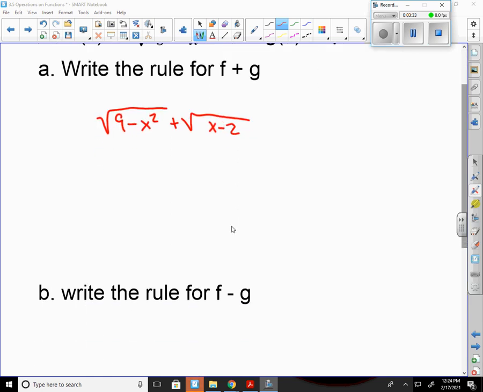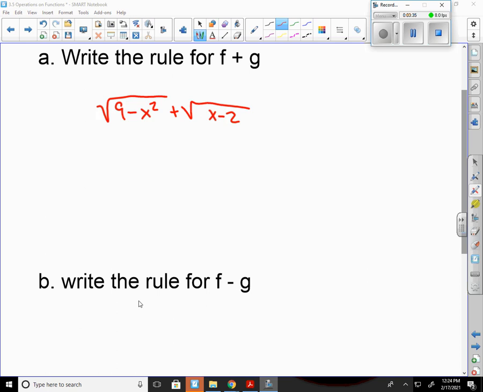So, what about f minus g? Do you think I would be able to subtract those? Unless they were the same number. If I got it to be the same number, I would be able to subtract them, but I don't know, so it stays as this. Yeah, but with a minus sign in between.